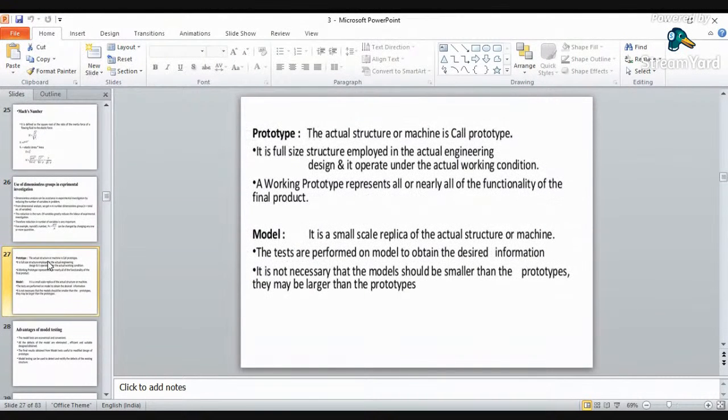Then there is one concept, that is prototype and model. Now, the word model everyone has heard. So model is nothing but a small scale replica of the actual structure. And the actual structure is nothing but a prototype. That is, a full scale or full size structure will be termed as your prototype, and its model, which will be made to investigate a few of its characteristics before its actual construction, is termed as your model.